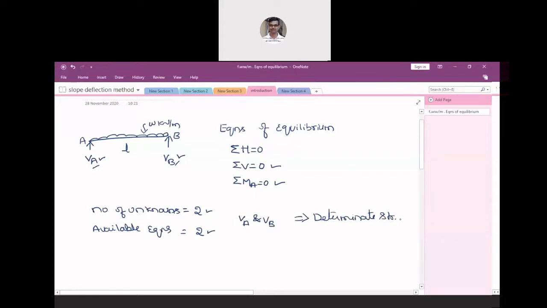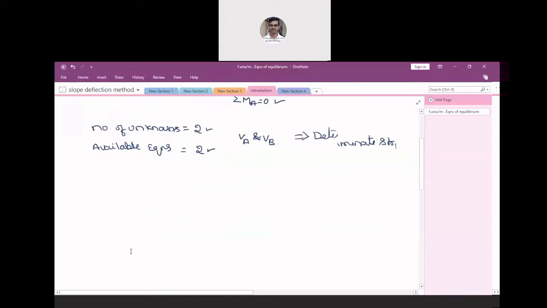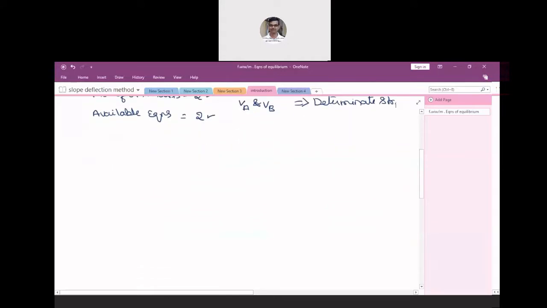So we can define that if we are able to solve the unknown reaction values by using equations of equilibrium, then we can say it is a determinate structure. If not, then we can say it is an indeterminate structure. Now, if you want to take an example of a beam, which at one end has a fixed support and at the other end a roller support, we call this a propped cantilever beam.